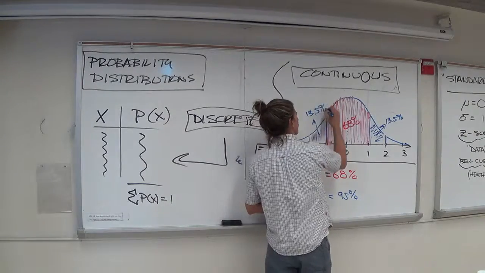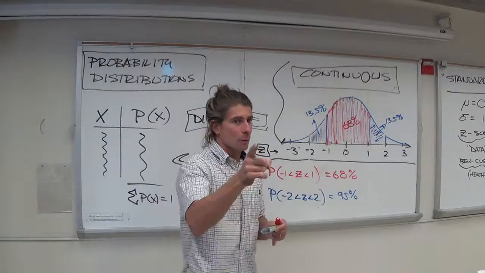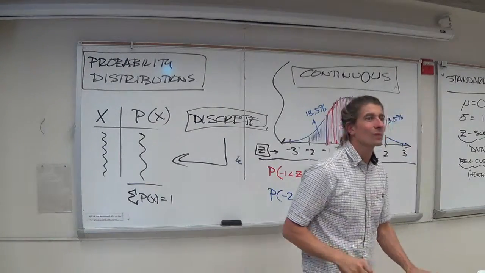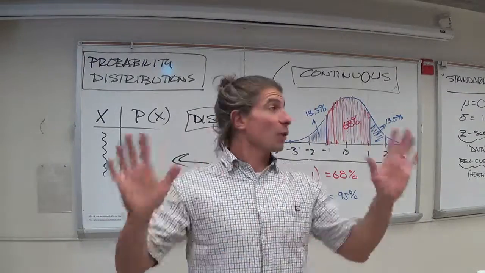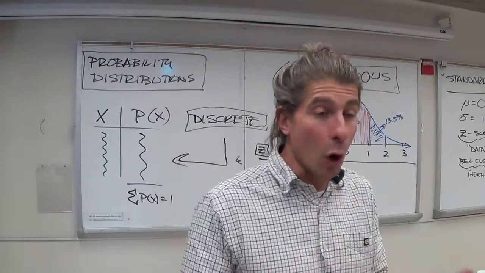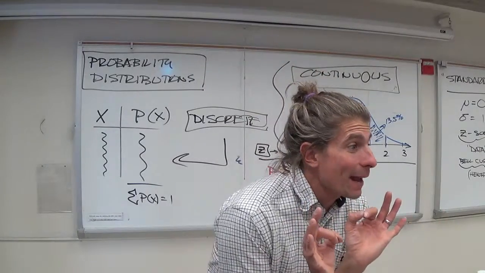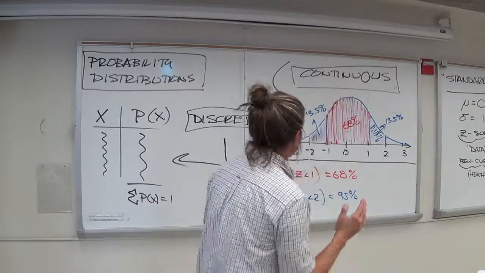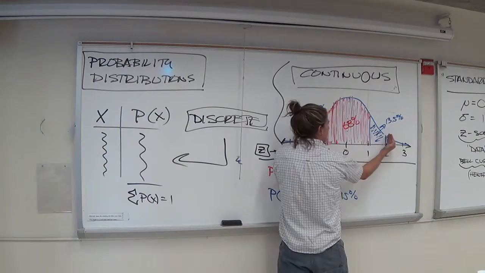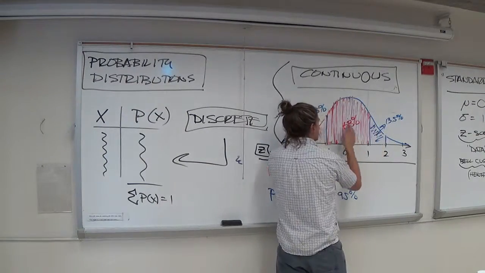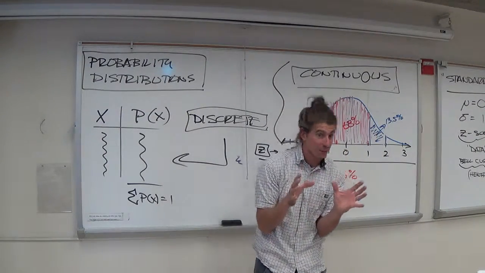Although Aaron asked for more math, so I figured we'd do something today. Right? 13.5% of two standard deviations. No, it's 13.5% of all the data in the curve. Now, there is still 5% we haven't talked about yet, isn't there? Remember, this is 95% between here and here, yes? 13.5 plus 68 plus 13.5 is equal to 95%.